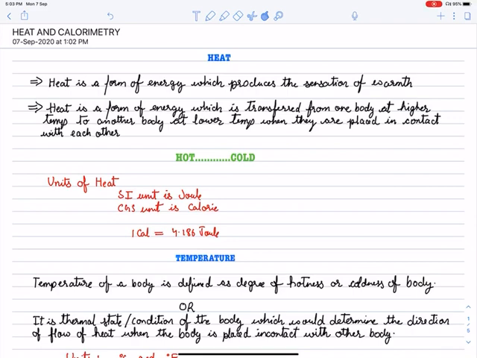Heat is a form of energy which is transferred from one body at higher temperature to another body at lower temperature when they are placed in contact with each other. So what you can remember is, what is heat? Heat flows from hot body to cold body. I have highlighted it in green also.